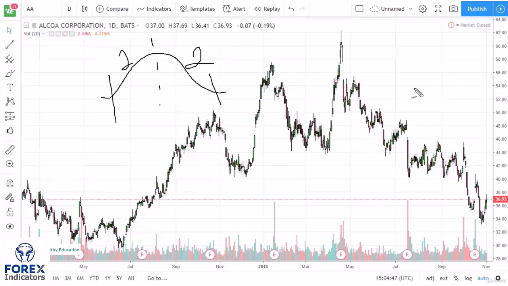The Bollinger Band indicator is a moving average in the middle. The 20 SMA, simple moving average, is the default for most platforms.